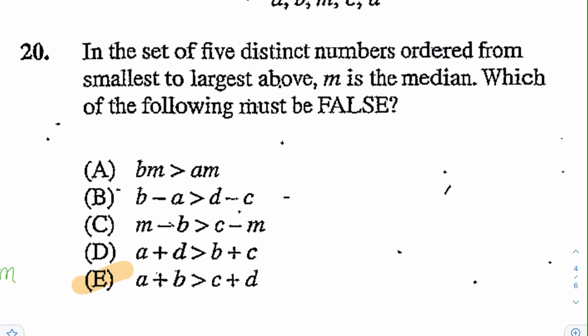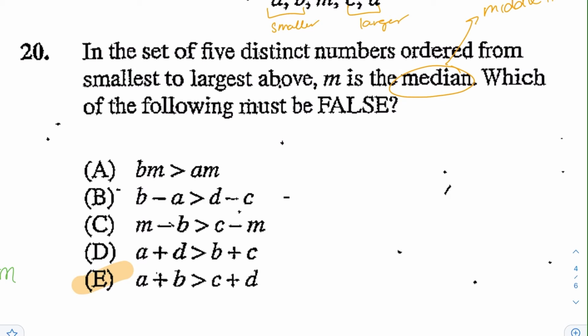Next for number 20, in a set of 5 distinct numbers ordered from smallest to largest above, m is the median, which is just the middle number. Now, which of the following must be false? So here, they are from smallest to biggest. So C and D are larger, and then A and B are smaller. So I go through all the choices and see which one can't be true.